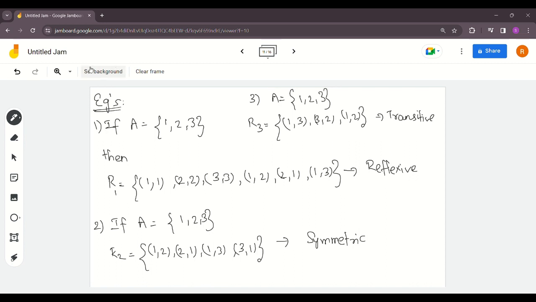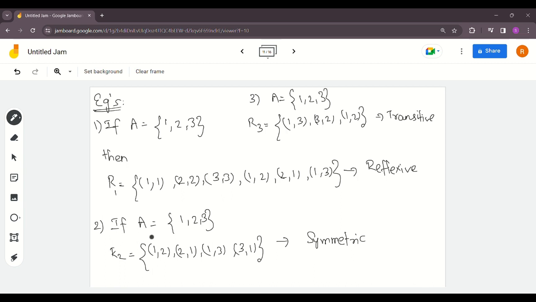I have given an example. Let set A be {1, 2, 3}. Here a relation is defined. Please see carefully: (1,1), (2,2), (3,3). Everything is present. So it is a reflexive relation. Apart from this, any other thing can come, but mainly (1,1), (2,2) and (3,3) should be present. If it is present, then it is a reflexive relation.